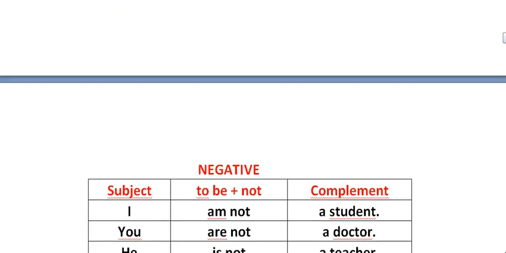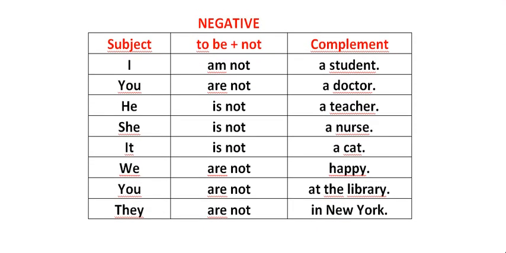Then let's go to how to make the negative sentences. It's very easy. So we just add not to the verb. So I am not, you are not, he is not, she is not, and we, you, they are not. Then we put the complements here again.